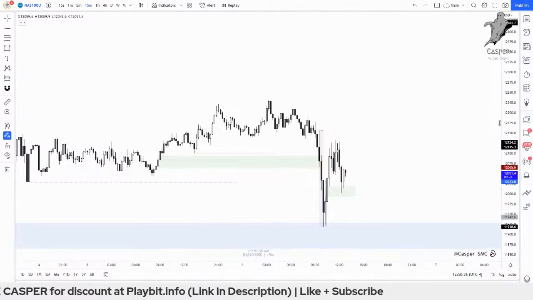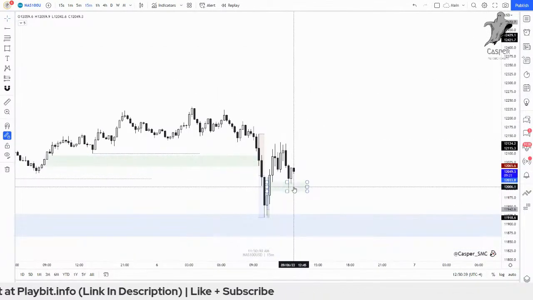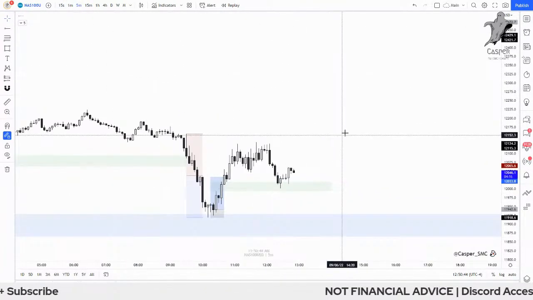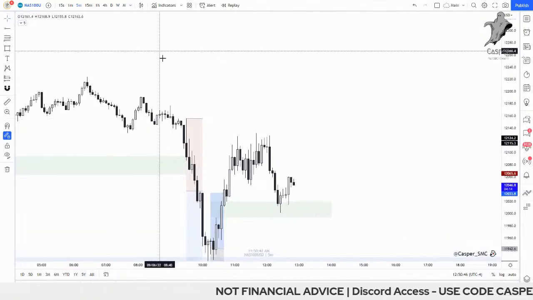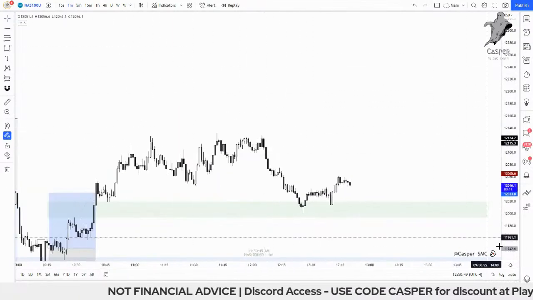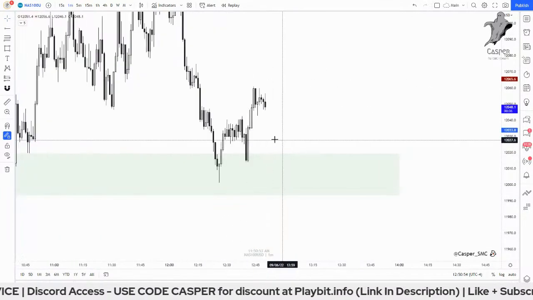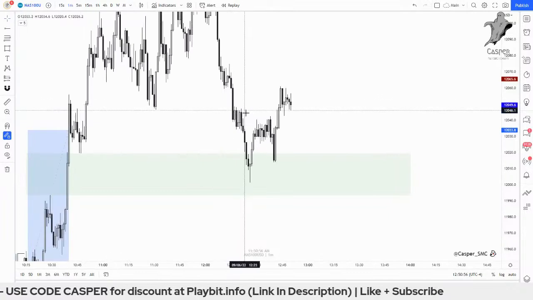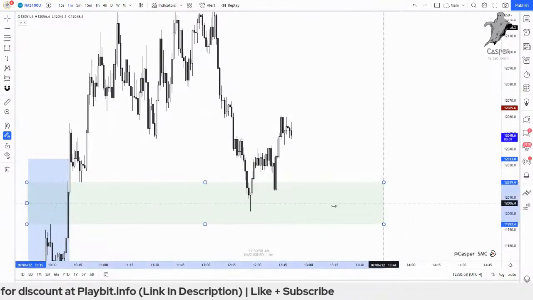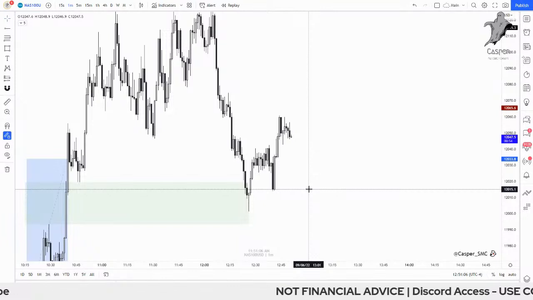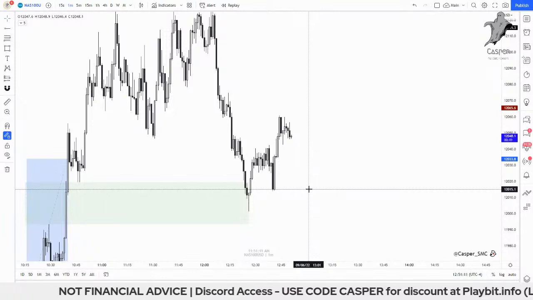Nice little reaction so far here. It's not really the ideal time for that, so I probably would see that get swept, but we'll see. No 5-minute change of character or anything, but this looks pretty clean. If this were in session when I'd be trading, this wouldn't look like a bad long, but it's just the times they're not there. I don't trade during the 12 to 1 lunch. Almost always, sometimes you'll see a move without it, but you'll almost always see the liquidity get swept.